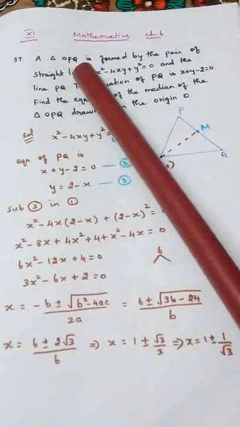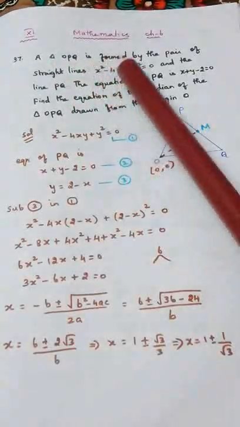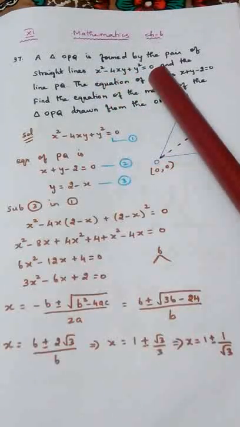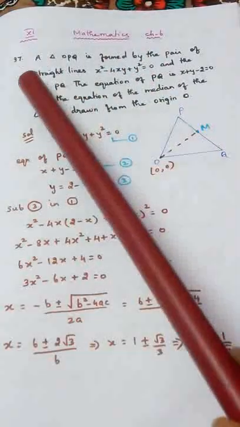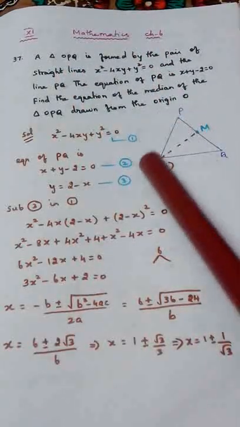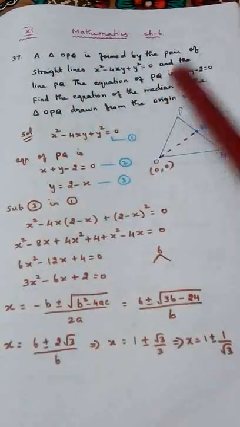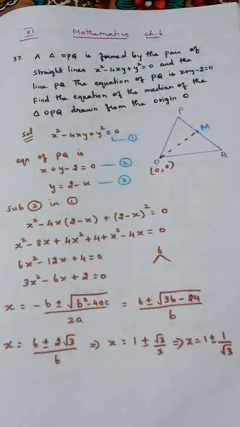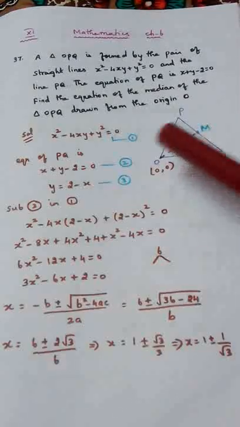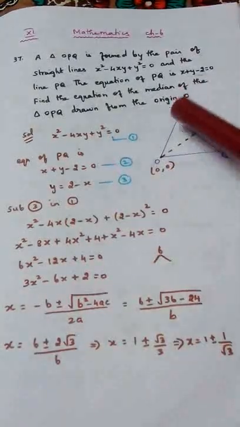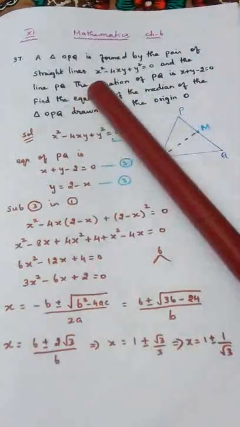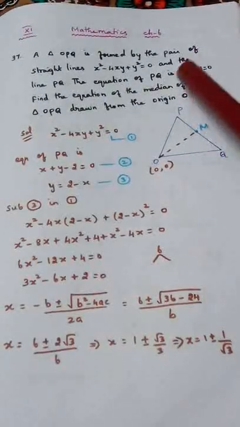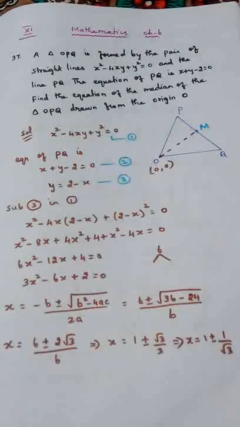A triangle OPQ is formed by the pair of straight lines x square minus 4xy plus y square is equal to 0, and the line PQ. Just see the diagram. OP and OQ are the pair of straight lines, and PQ is the third side. The equation of PQ is x plus y minus 2 equal to 0. So the third side's equation is given to us.